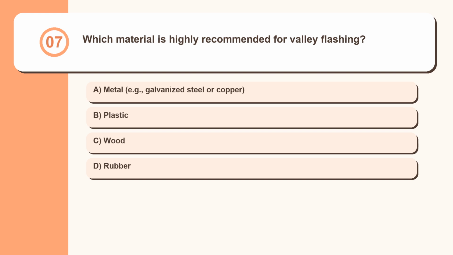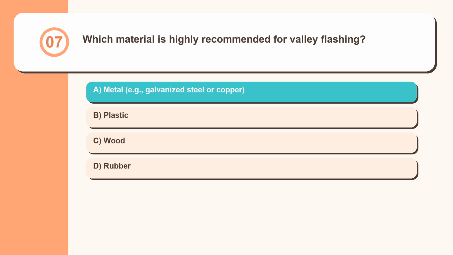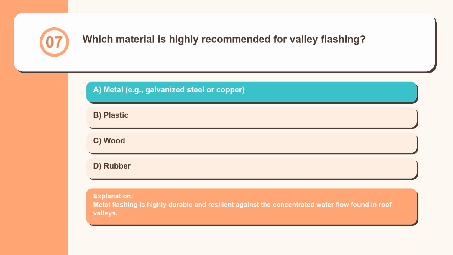Question 7. Which material is highly recommended for valley flashing? Metal, for example galvanized steel or copper. Plastic, wood, rubber. Metal flashing is highly durable and resilient against the concentrated water flow found in roof valleys.